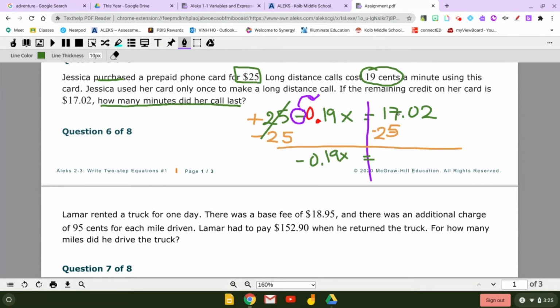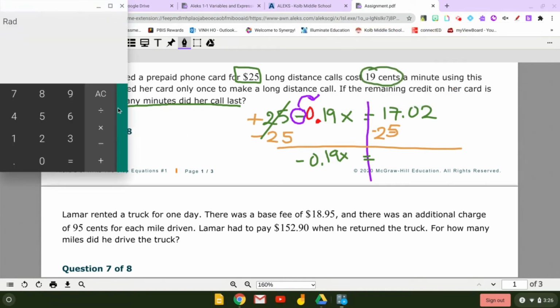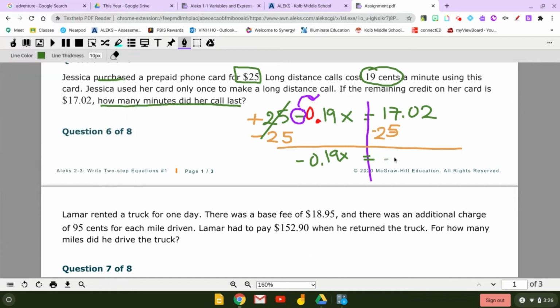Now negative 25 minus 17.02. Go ahead, use a calculator. All right, I'm ready with the calculator. So we have negative 25 plus 17.02. Again, it's negative 25 because this is negative, and 17.02 has no sign, meaning it's positive. So our answer is going to be negative 7.98.